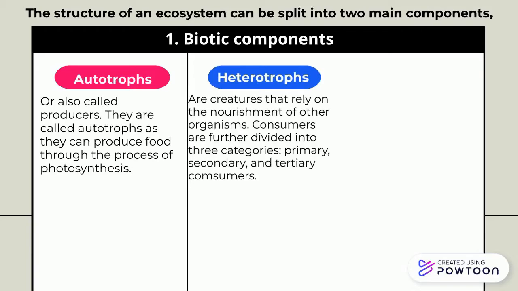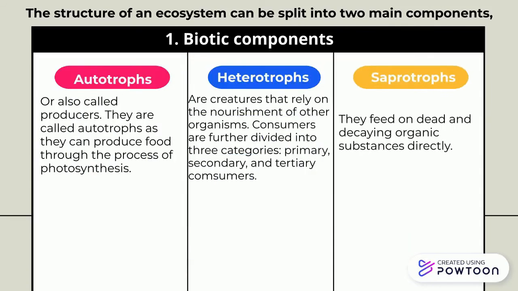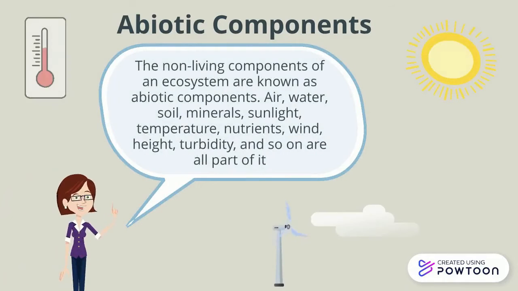Heterotrophs are creatures that rely on the nourishment of other organisms. Consumers are further divided into three categories: primary, secondary, and tertiary. Primary consumers rely on producers for food. Secondary consumers depend on primary consumers for energy. Tertiary consumers depend on secondary consumers for food. Saprotrophs feed on dead and decaying organic substances directly. Decomposers are important for the ecology because they help recycle nutrients so that plants can utilize them again.